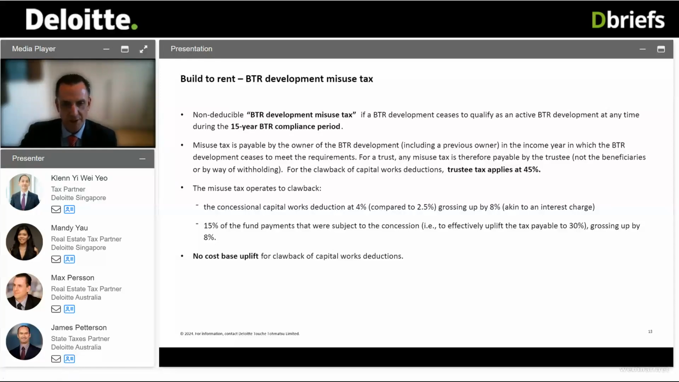So while the changes should be positive, there are still questions as to whether the concessions really go far enough to attract significant investment, taking into account the need to include affordable housing. The heavy-handed nature of the BTR misuse tax may also operate as a deterrent and could create some difficult indemnity issues where a BTR development is sold during the 15-year BTR compliance period.